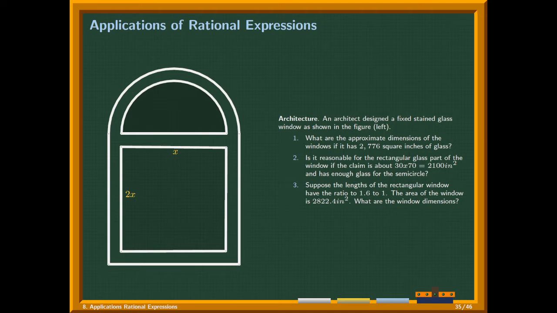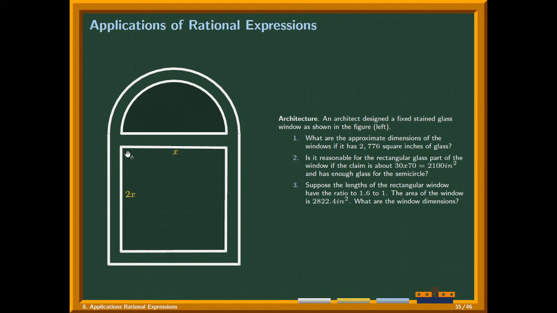We are now in the last example of rational expressions. So the last example talks about architecture. An architect designed a fixed stained glass window as shown in the figure. So this is the figure in the left.